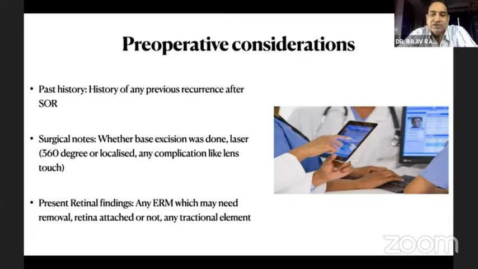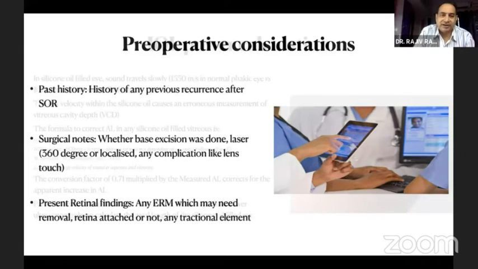Any complication which happened in the primary retinal surgery, like a lens touch, and definitely the present retinal findings, whether there is any epiretinal membrane, any tractional element you'd like to tackle when doing this combined procedure of silicone oil removal and cataract. It's already been explained. The IOL power calculation definitely is a little challenging situation, because we know in a silicone oil filled eye, the sound travels more slowly. There are various forms.